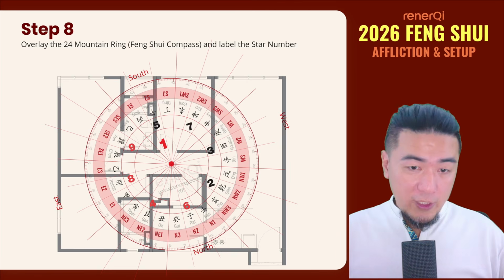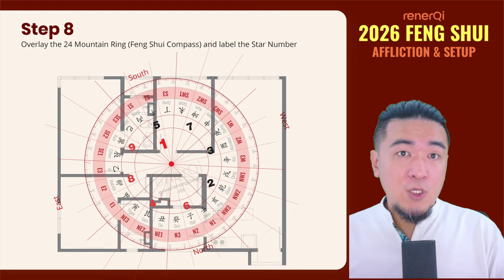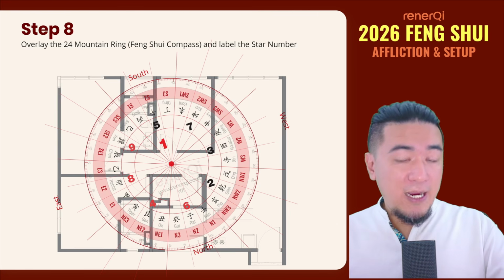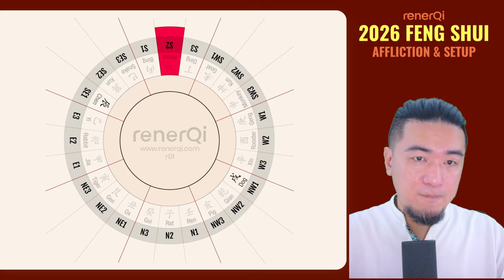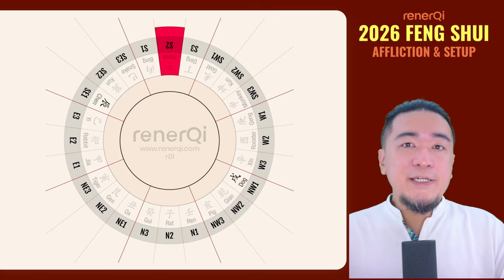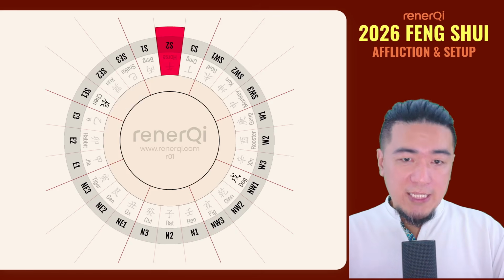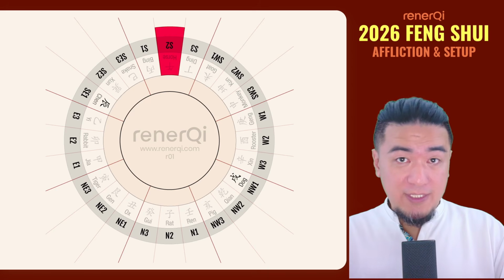If you can't, an easier way is to use Google Map to identify your unit, find out the north direction, then overlay the compass. It's that simple. Next, this year, what is the most important is the annual Grand Duke sector.